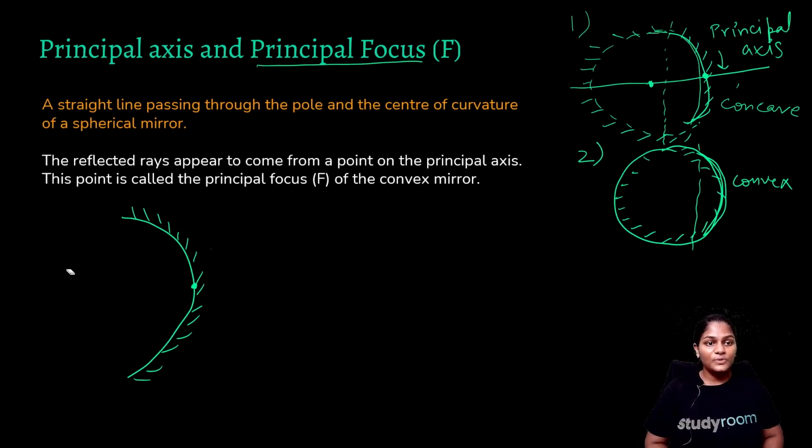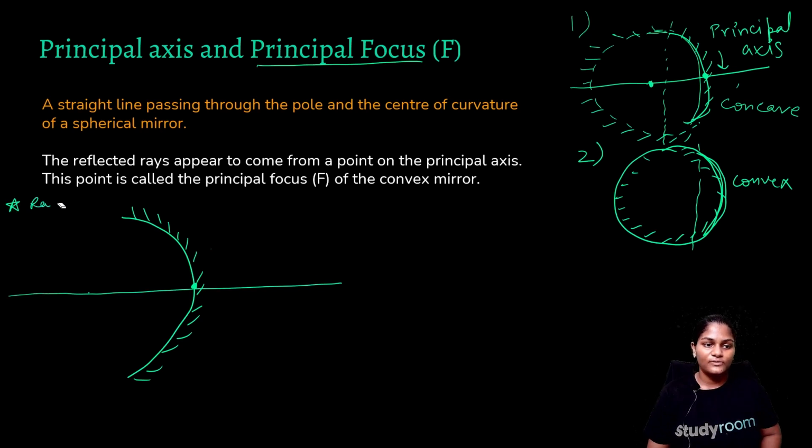So we said that the principal axis is passing through the center of curvature. Somewhere here is the center of curvature, and this line is the principal axis. Now what we have to always remember is a little point that you always have to use. Rays coming from infinity, I hope you know this is the symbol for infinity, are, this is the symbol for parallel to the principal axis.